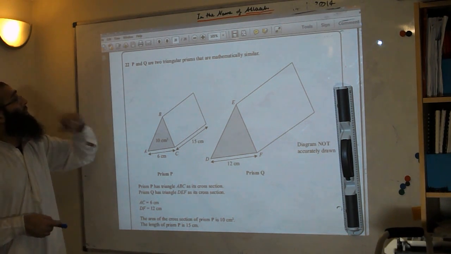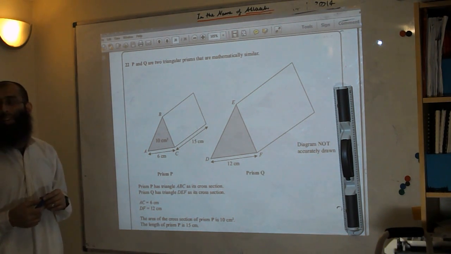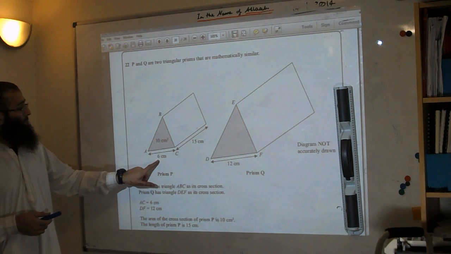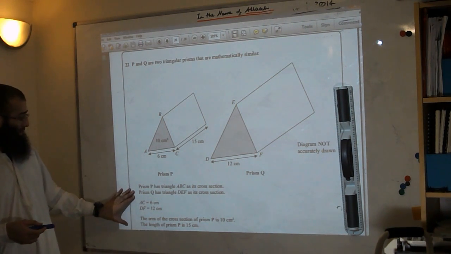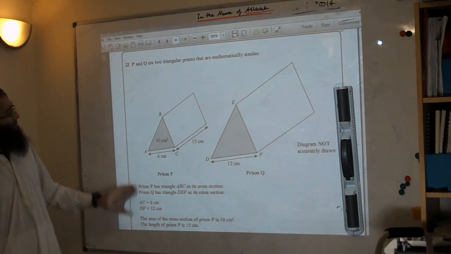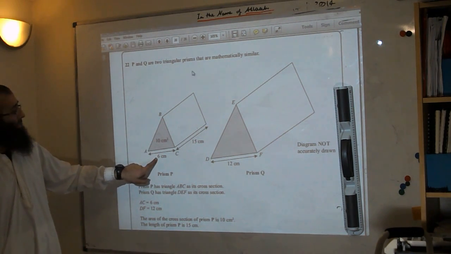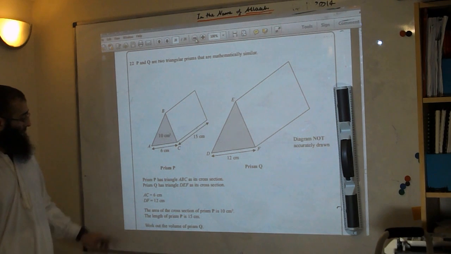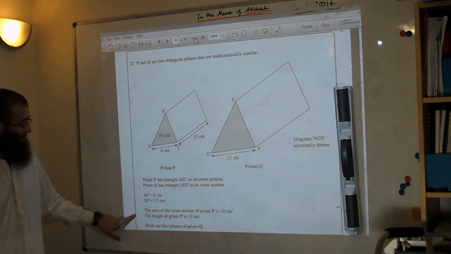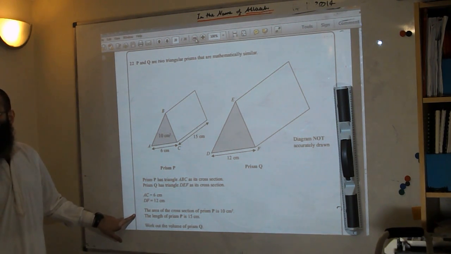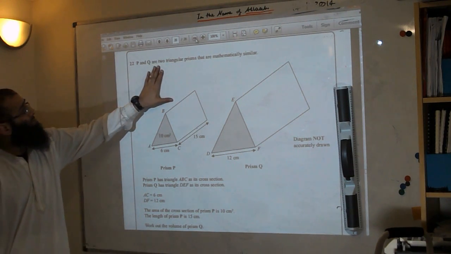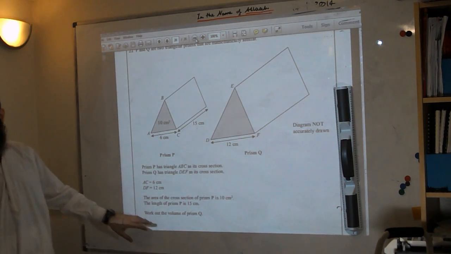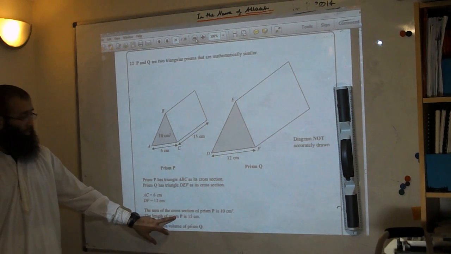P and Q are two triangular prisms that are mathematically similar. Okay, so let's have a look. We've got to work out... So we've got an area there, we've got a length, and we've got a width, or the thickness of the shape. Okay, what's the actual thing we're going to work out for this question? Now, I can't see what the question is. That's all the question? Okay, these are mathematically similar. No, it wasn't all the question. That's it, yeah, that was missing.